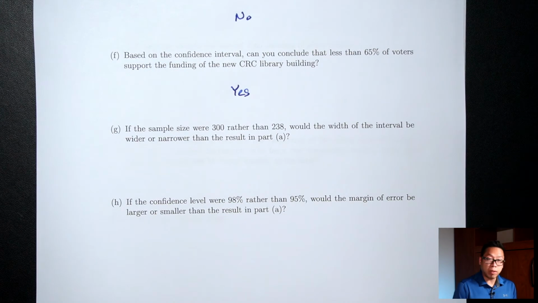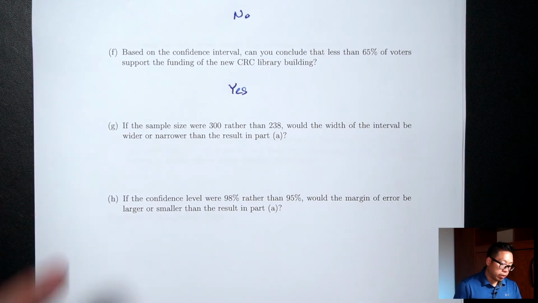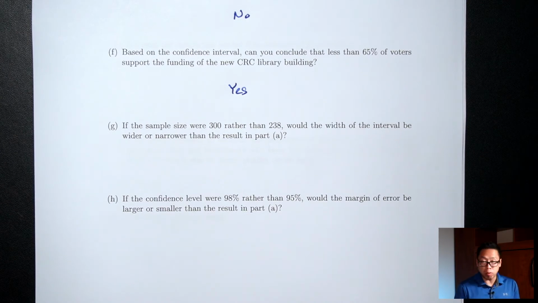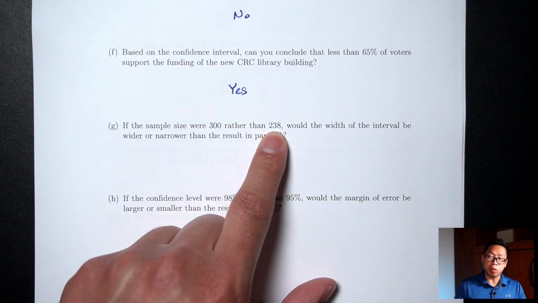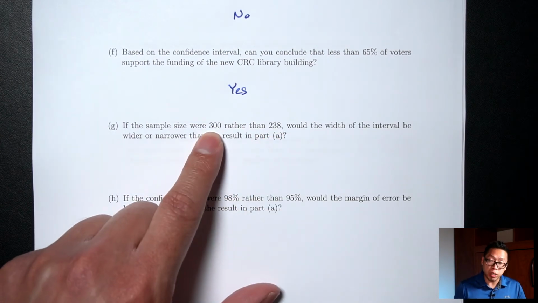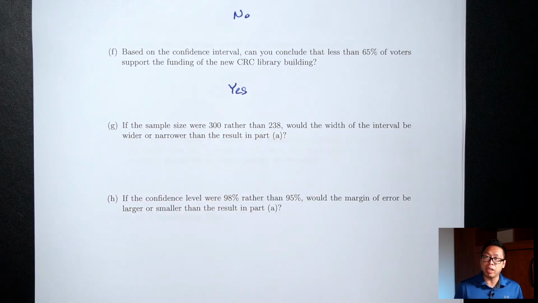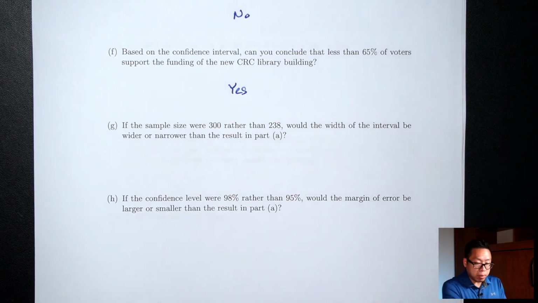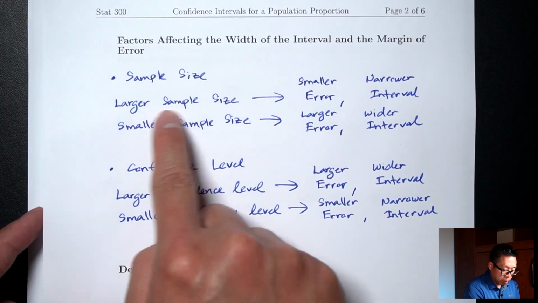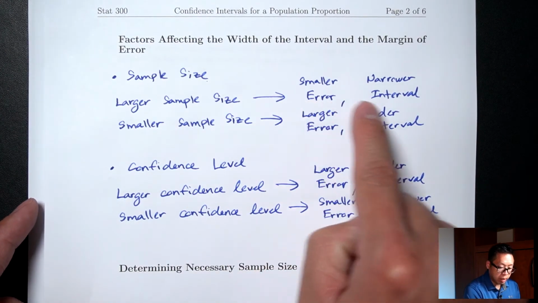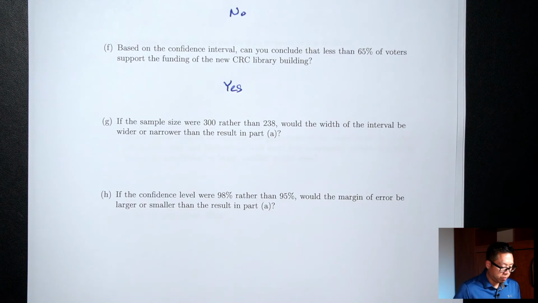Okay, picking up where we left off on example 1, part G. If the sample size were 300 rather than 238, would the width of the interval be wider or narrower than the result in part A? So originally, we used a sample size of 238. If the new sample size were 300, what happens? If we're using 300 instead of 238, that represents a larger sample size. What happens with a larger sample size? Looking at the notes that we just took, a larger sample size results in a smaller error and a narrower interval. So narrower interval.